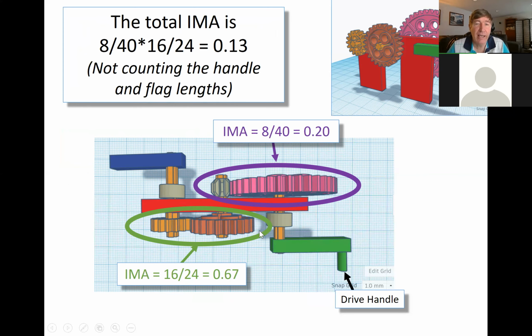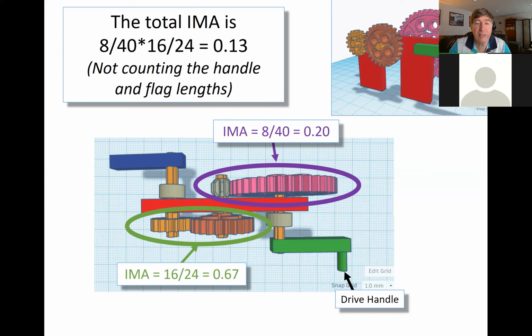Okay, now the total IMA is not going to be the sum of the two. The total IMA is going to be the product of the two. So we're going to multiply them together. So the total IMA, or in this case, now I'm going to call it a torque multiplier because it's not the spin multiplier now, the total IMA of this machine here is going to be 0.13.